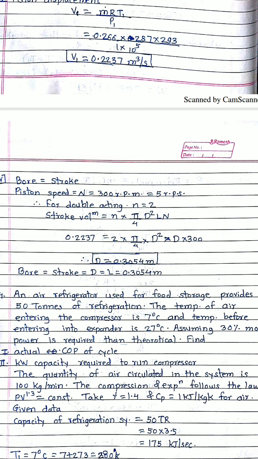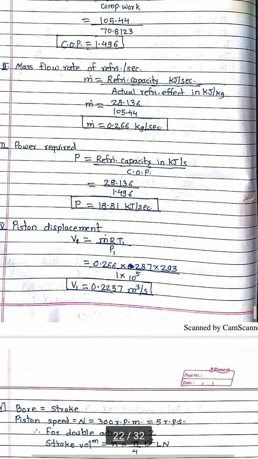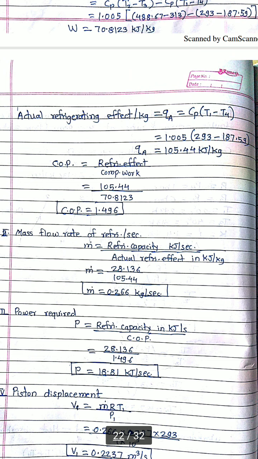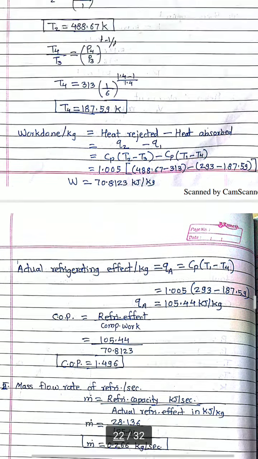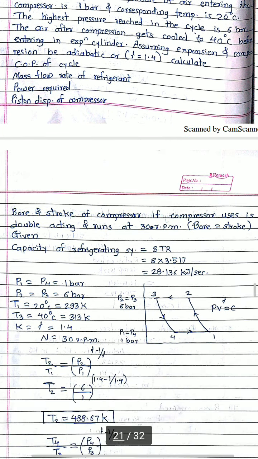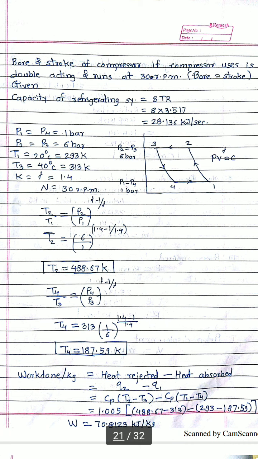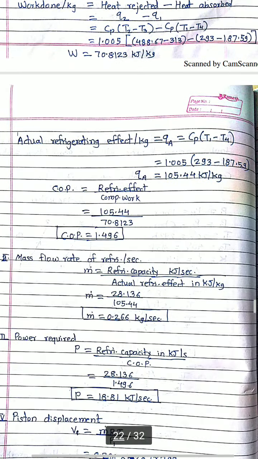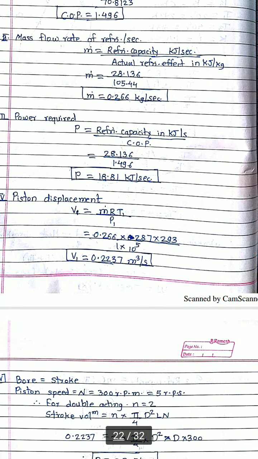So a variety of examples can be asked on the Bell-Coleman cycle. Please do not get stuck with simple COP and refrigeration capacity, because in many cases they have asked about the power required, bore, stroke length. So these are the additional points. Hope you have understood this, because on this Bell-Coleman cycle there is definitely one question in every exam. If you look at the regular as well as the backlog papers, you will observe one numerical on this Bell-Coleman cycle. So hope you have understood this point. Next we will discuss in the next part.